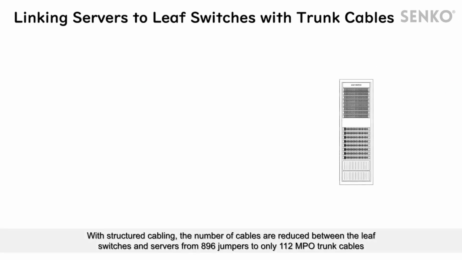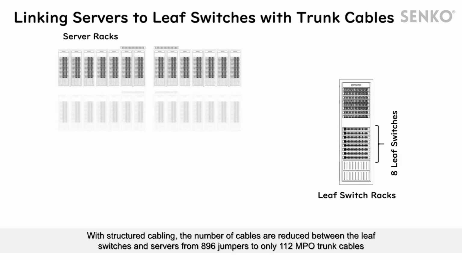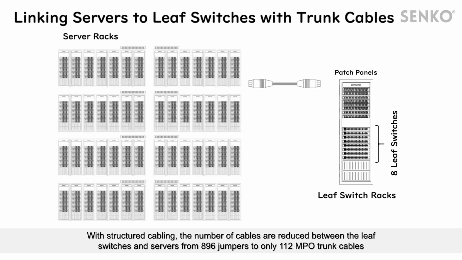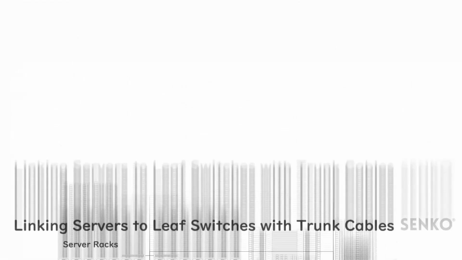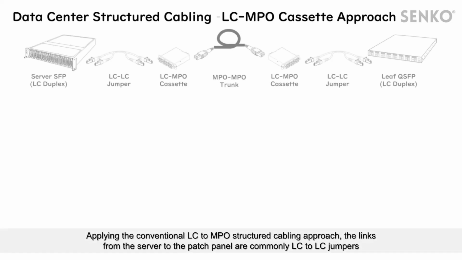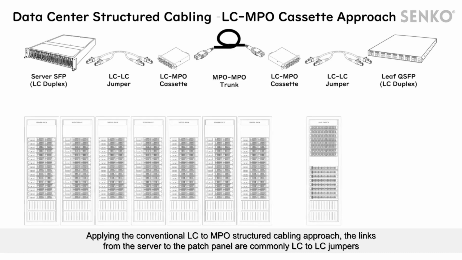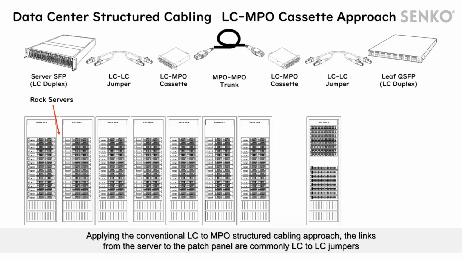With structured cabling, the number of cables are reduced between the leaf switches and servers from 896 jumpers to only 112 MPO trunk cables. Applying the conventional LC to MPO structured cabling approach, the links from the server to the patch panel are commonly LC to LC jumpers.